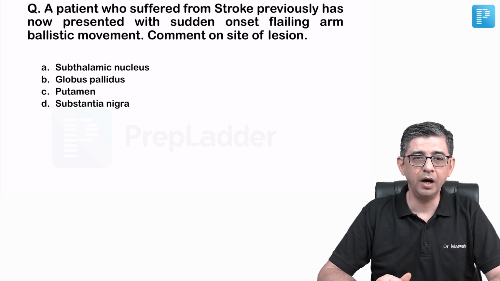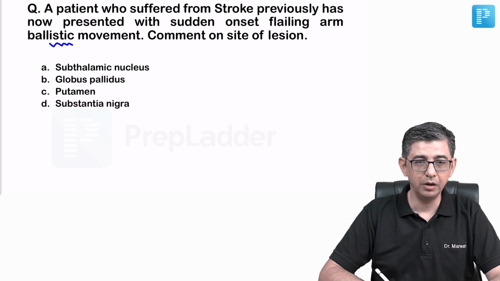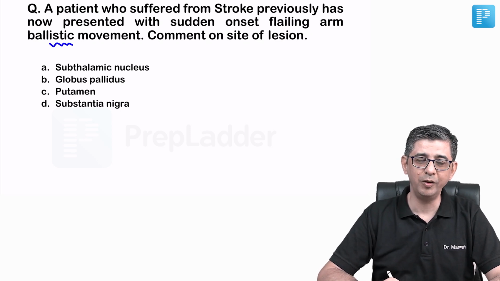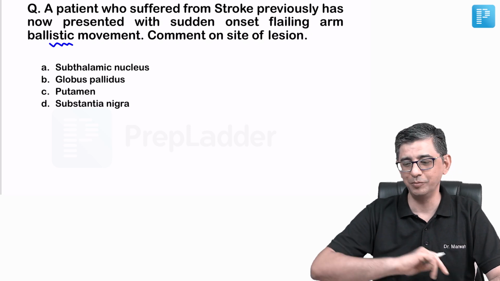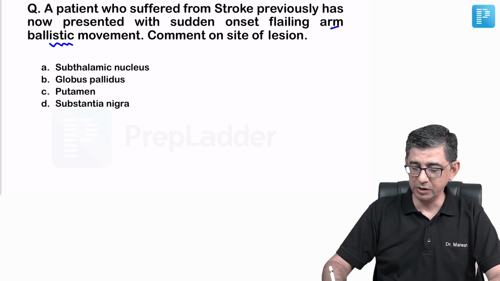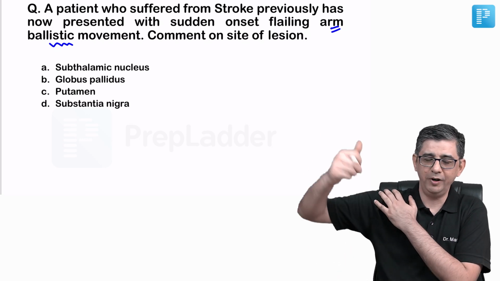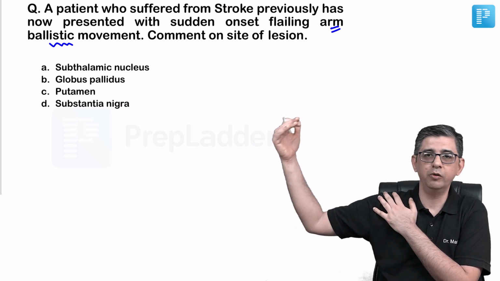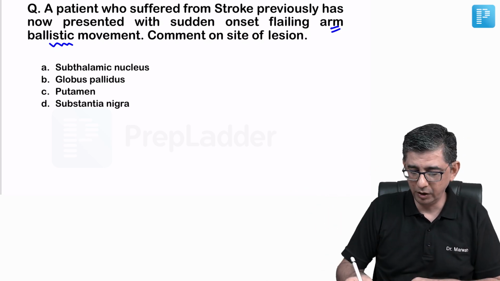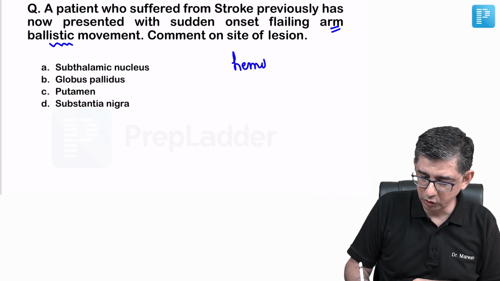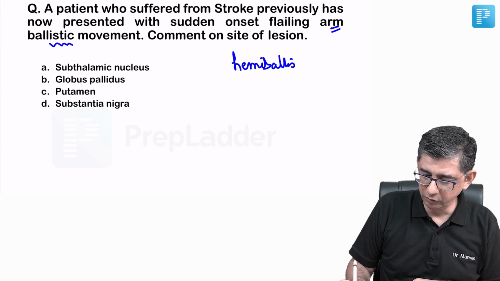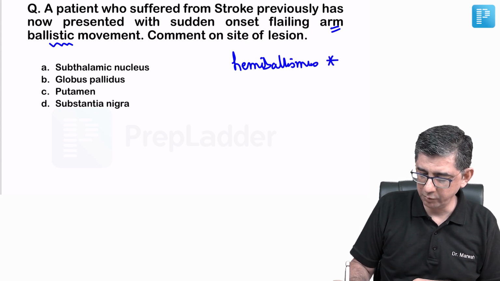Coming to the next one, it said a patient who suffered from stroke has now presented with sudden onset flailing arm ballistic movement. I think that was a word that everybody was very vocal about, ballistic movement of the arm. And the movement was occurring in the arm, probably, I mean, this would be forearm, so I'm going to call it arm. And the flailing or ballistic movement would be occurring at the shoulder. So the diagnosis of this patient would be damage to the basal ganglia. And the involuntary movement that was described was hemiballismus.